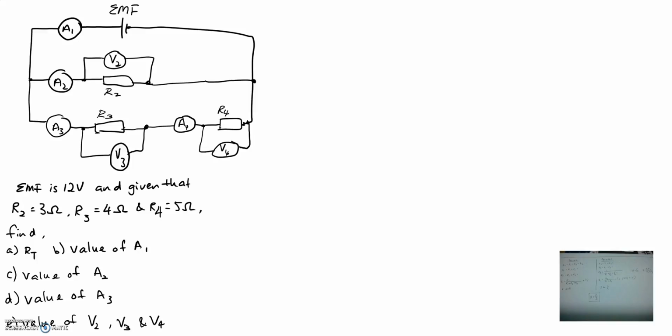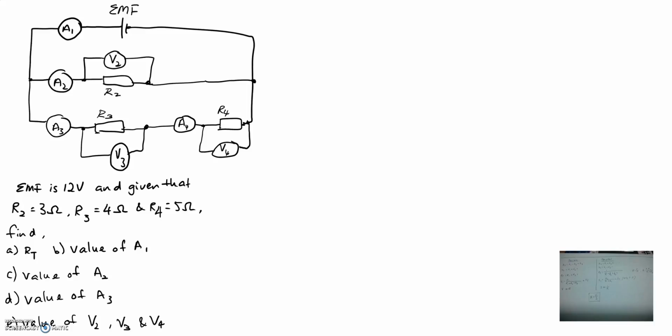Okay, so as mentioned earlier in the previous video, you need to first find out any one of the unknowns based on R equals V over I. So if you have V and I, you can find R. You have R and V, you can find I, and likewise you have R and I, you can find V. So in this question, EMF is 12 volts, R2 equals 3 ohms, R3 equals 4 ohms, and R4 equals 5 ohms.